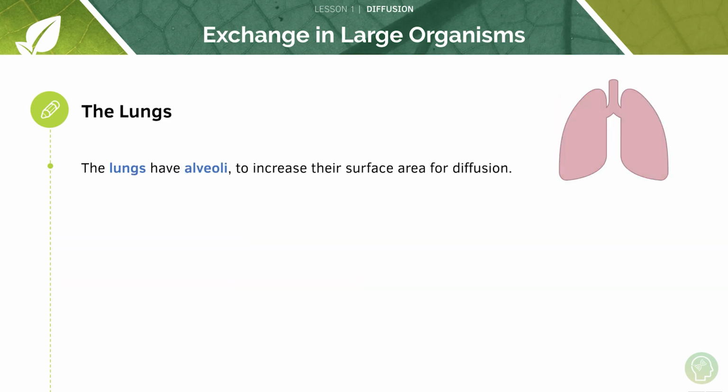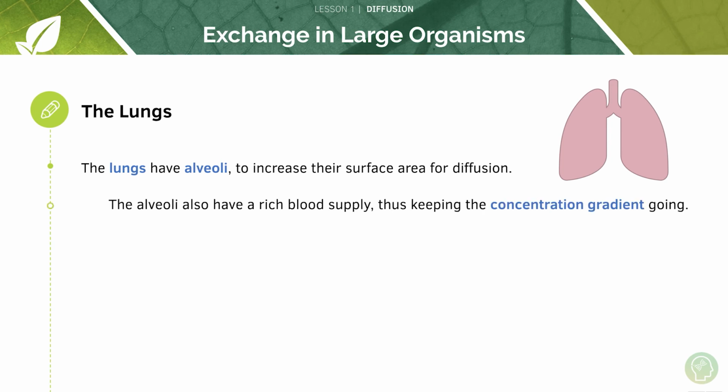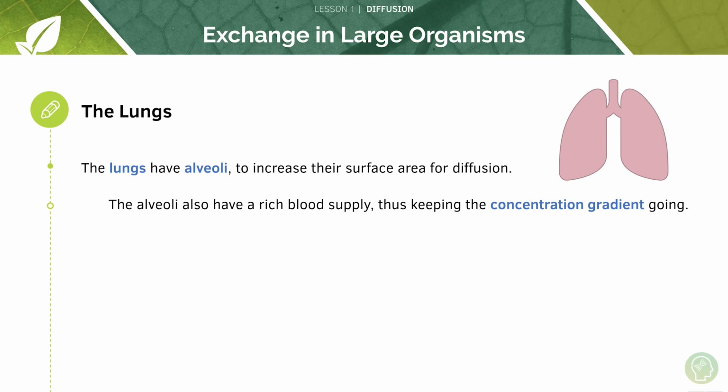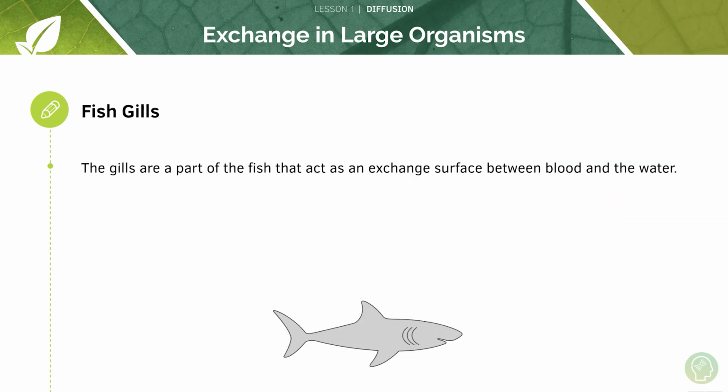Now the lungs have alveoli, and this, as I said earlier, increases the surface area for diffusion. And similar to the small intestine, the alveoli also have a rich blood supply, therefore keeping the concentration gradient going and therefore increasing the rate of diffusion.